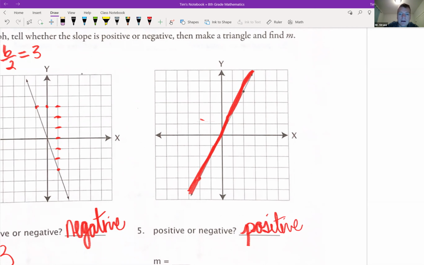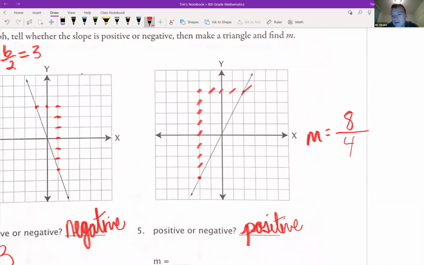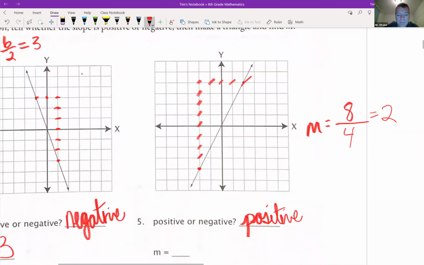Now if we find the slope, rise over run. Remember, m is rise over run. Our rise is going to be 1, 2, 3, 4, 5, 6, 7, 8. And our run is going to be 1, 2, 3, 4. 8 divided by 4 is 2. So our slope is going to be 2.